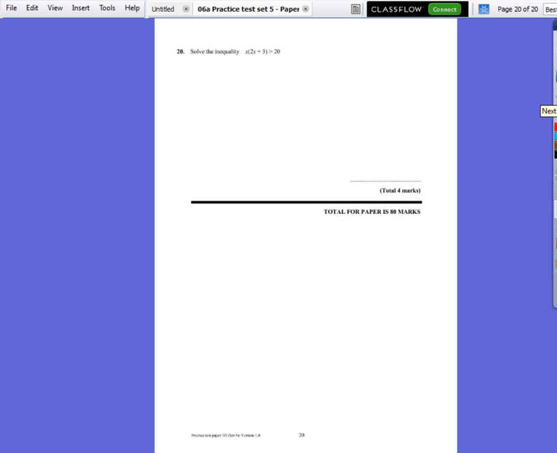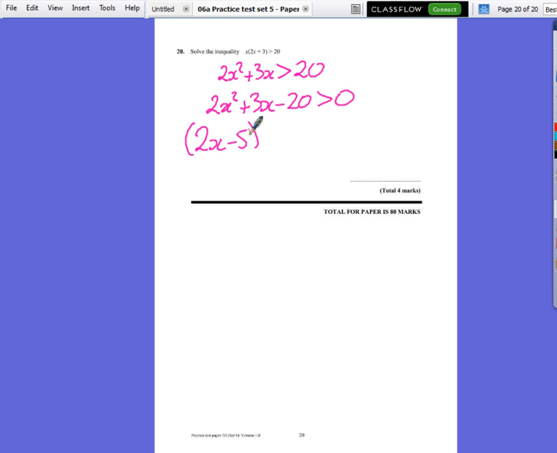Question 20. Solve the inequality x(2x plus 3) is greater than 20. Well, we never want brackets in this, so if we expand that out, we'll have 2x squared plus 3x is greater than 20. We can see that this is now a quadratic, so we always want to solve a quadratic when it's equal to 0. So if we rearrange that to 2x squared plus 3x minus 20 is greater than 0, we can actually factorise that. So you can factorise that to (2x minus 5)(x plus 4).